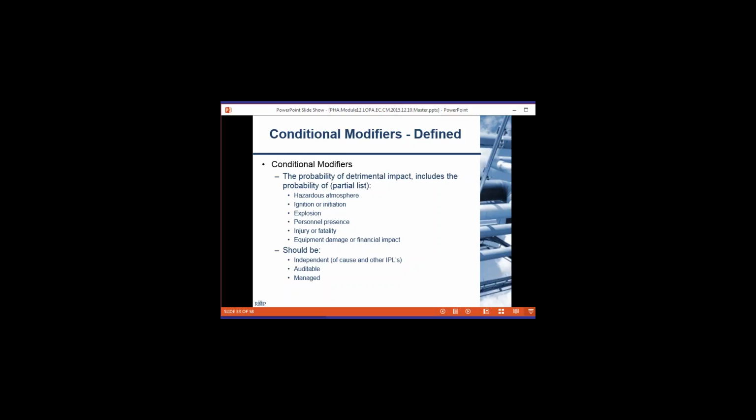Conditional modifiers should be independent. This is both of the cause and other IPLs. It is very easy, especially when you get to personnel presence modifiers, to double count. And I will go into details of that a little further on. They need to be auditable and they need to be managed. You need to actually control these modifiers. You're tempering these LOPA events in order to meet your LOPA requirements.